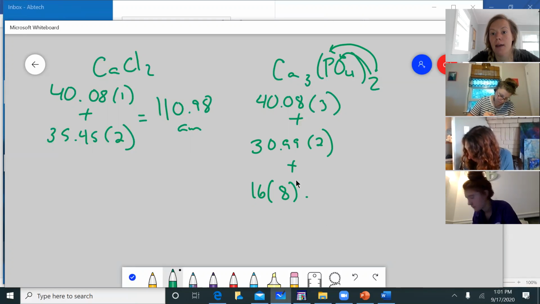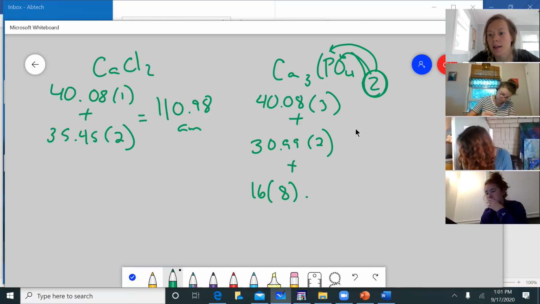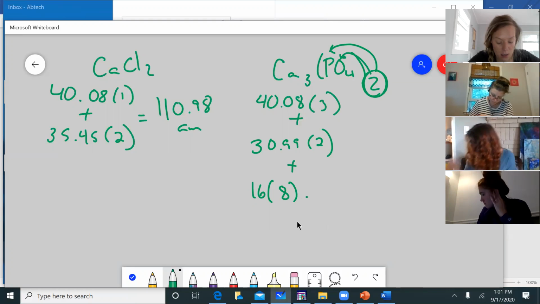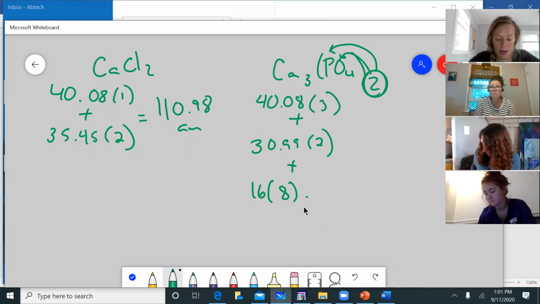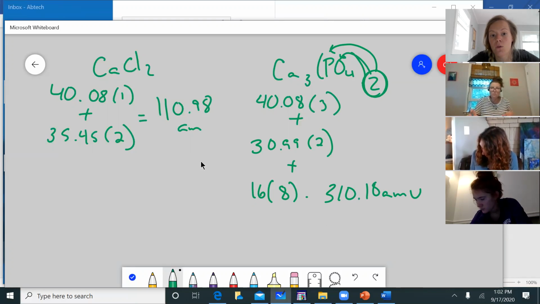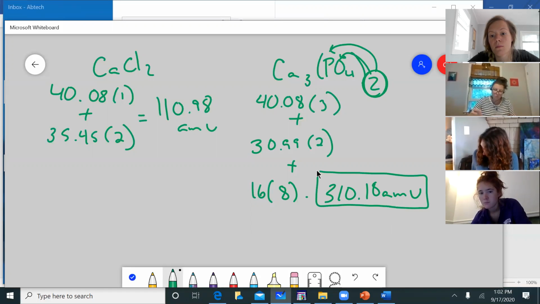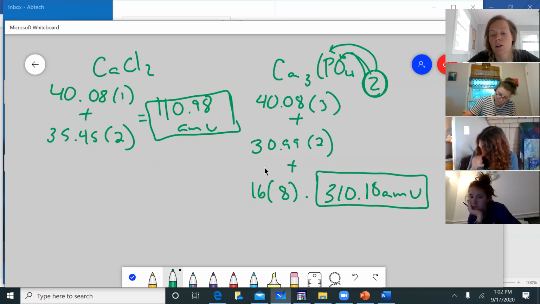Any questions on that? This 2 is acting as a multiplier to whatever is inside the parentheses. So when we calculate this one out, it's got a pretty heavy mass. We've got roughly 310.18 AMUs. So as long as you have your periodic chart, it shouldn't give you too much trouble solving these.